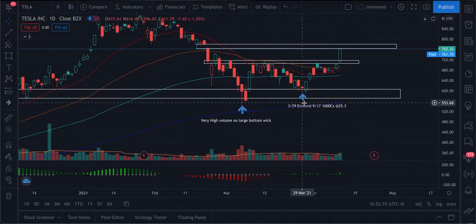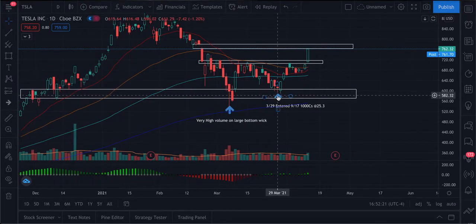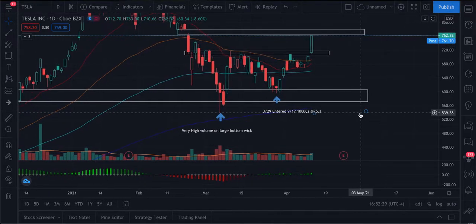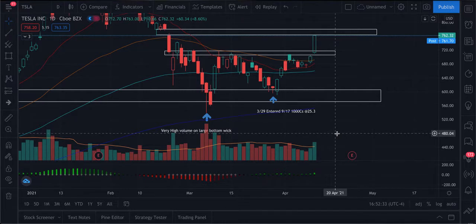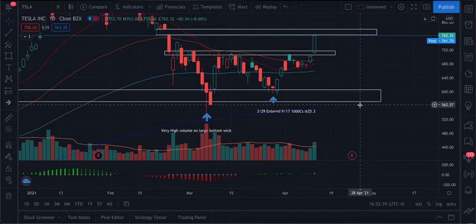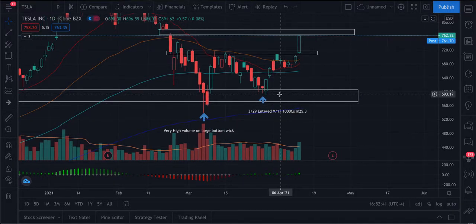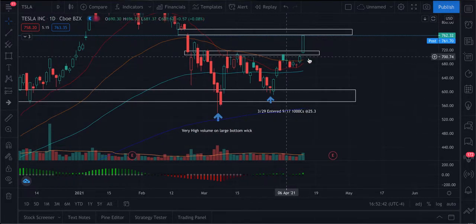On March 29th, where I entered, I saw this little candle right here, generally a bullish candle, right? And I figured, why not? I got some September 17, 1,000 Cs, 1,000 strikes for 25.30 a pop. So basically 2,500 per contract. And I've been letting them rock.